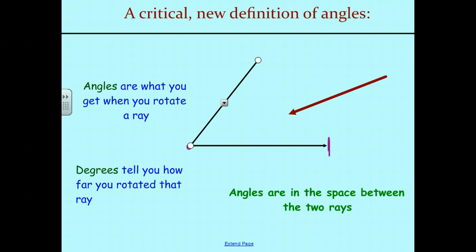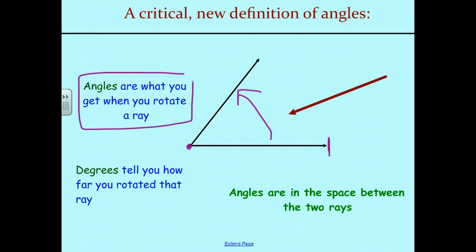We have the ray down at the bottom where we started, and now we've moved this ray this far around in a circle. This is also what an angle is. An angle is what you get when you rotate this ray. It is this change in space.